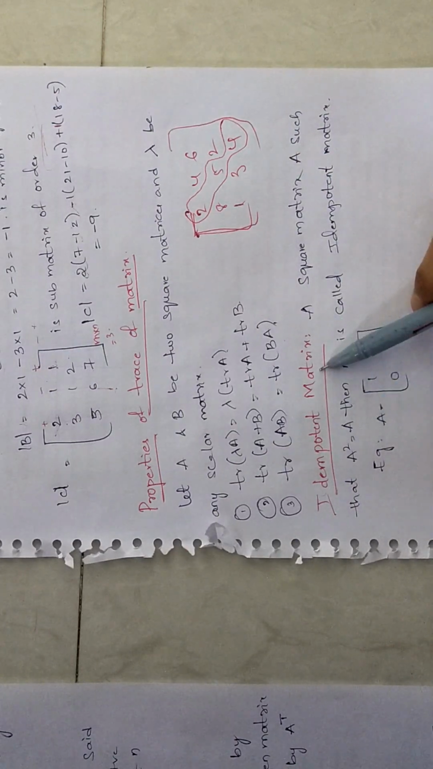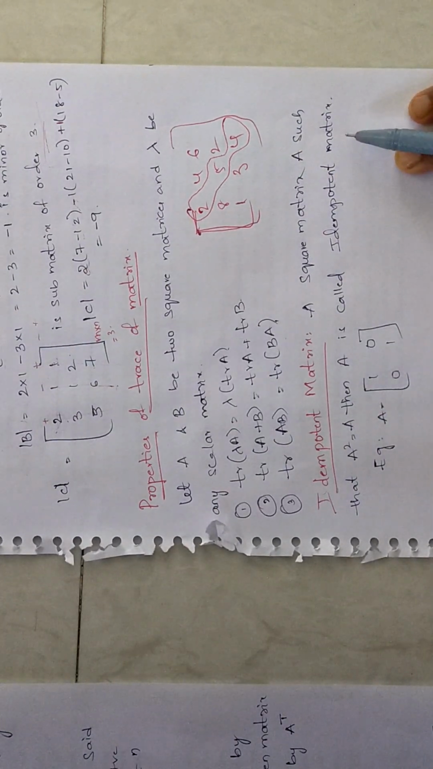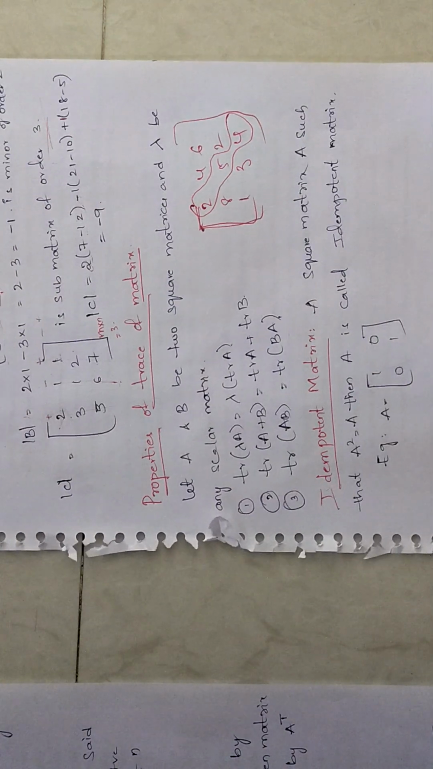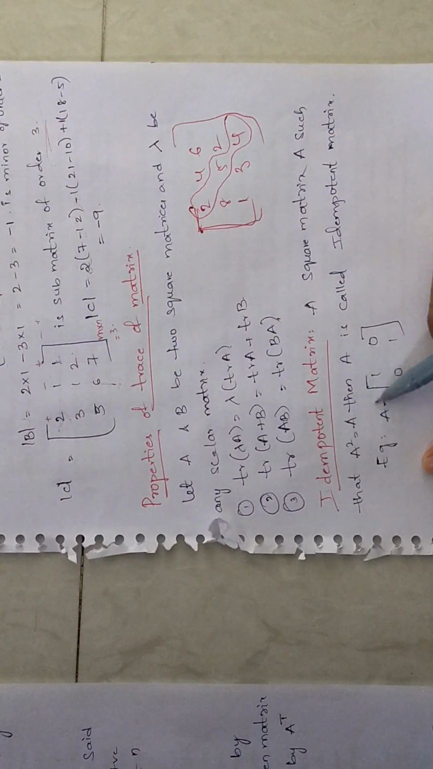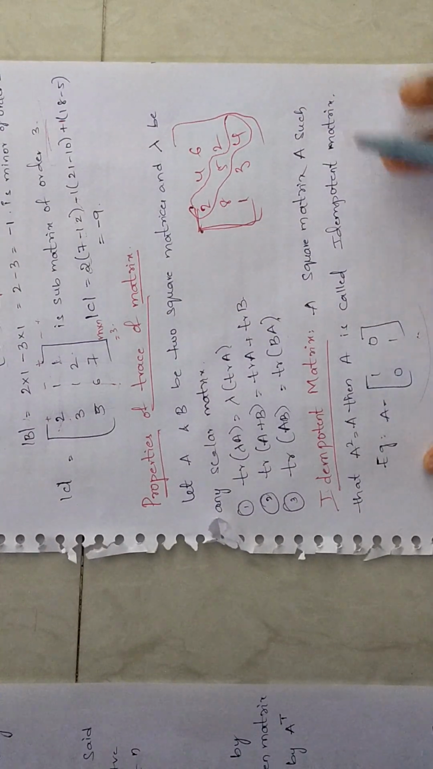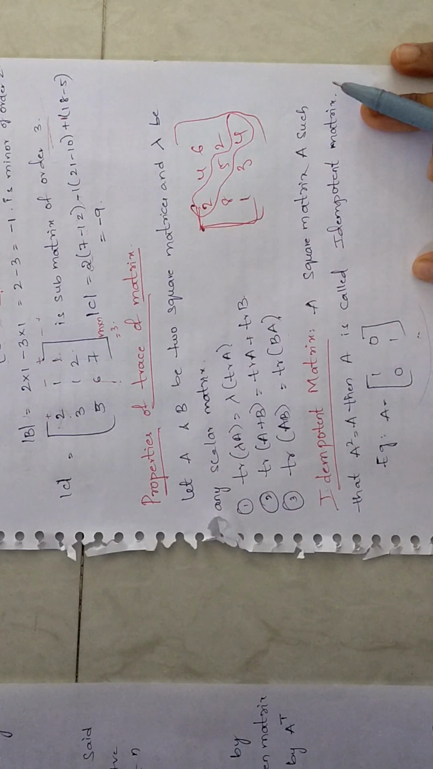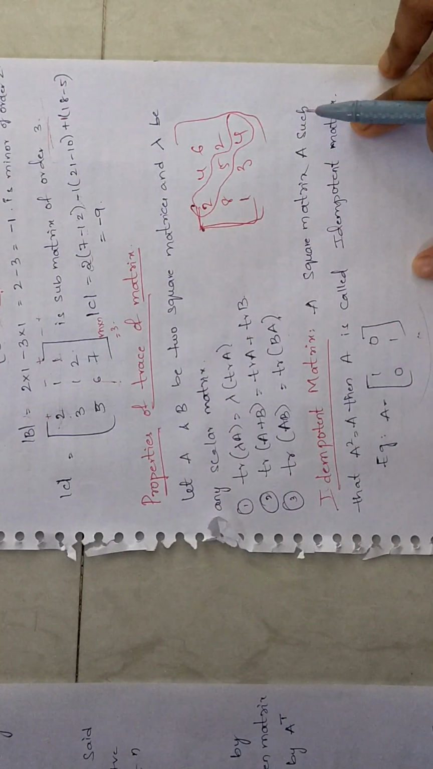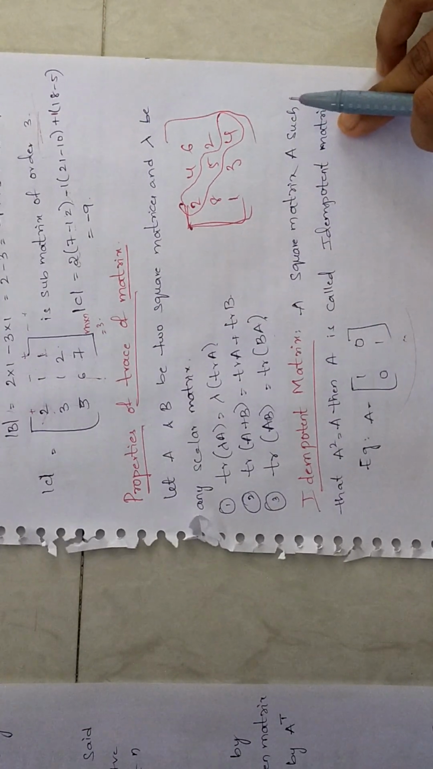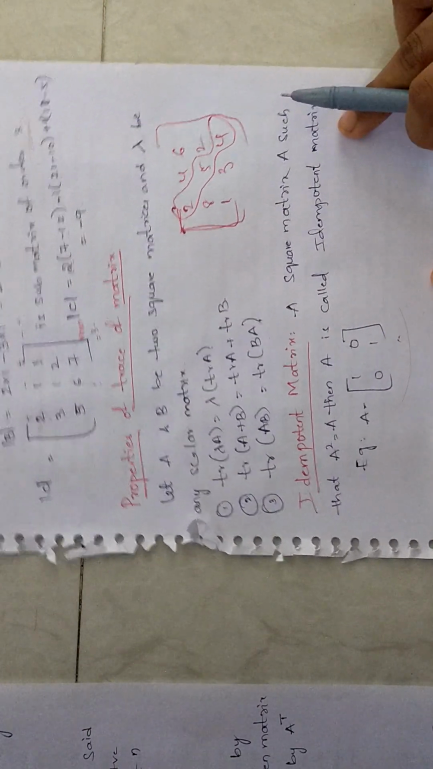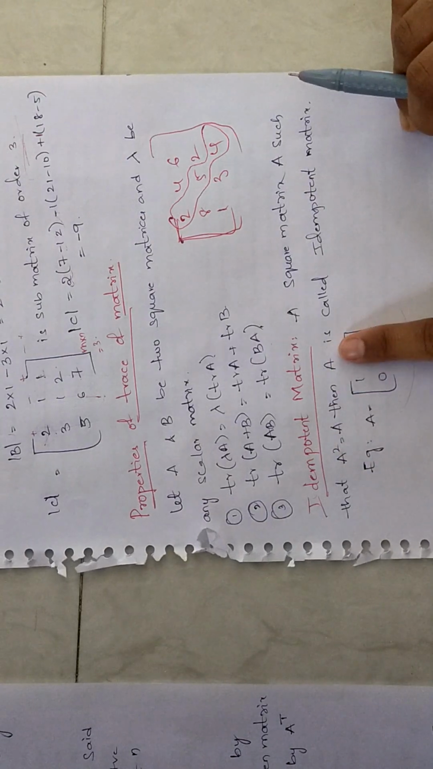And then idempotent. This means when a matrix is squared, the answer will be the original matrix again. Then it is called an idempotent matrix. That means A square equals A. This is the A matrix, right? If I multiply the A matrix with A matrix again, then the answer will be A only. If that condition is satisfied, then we say it is an idempotent matrix.